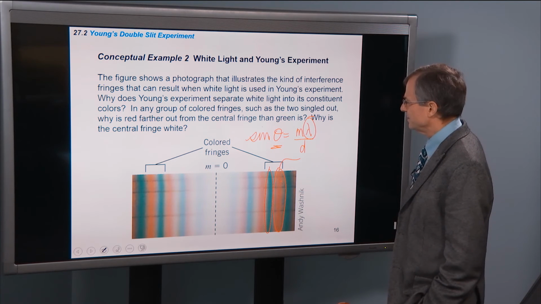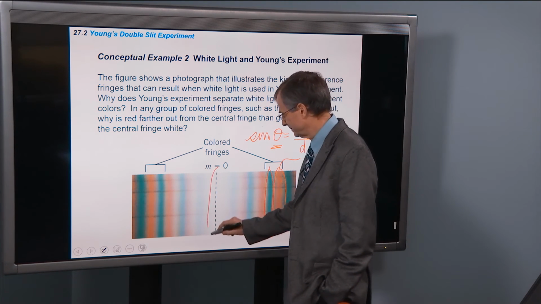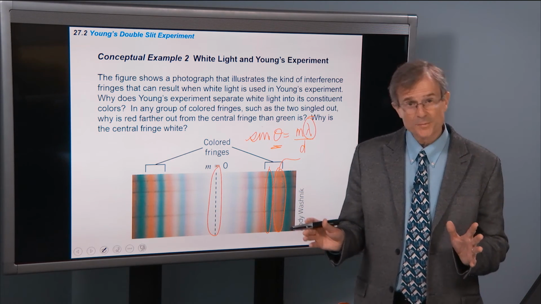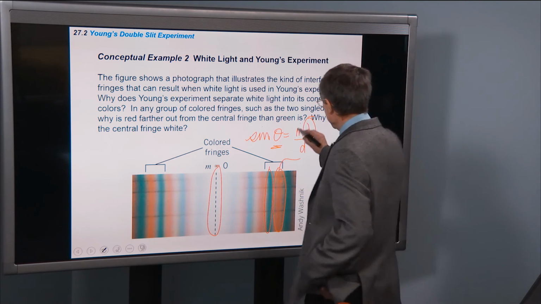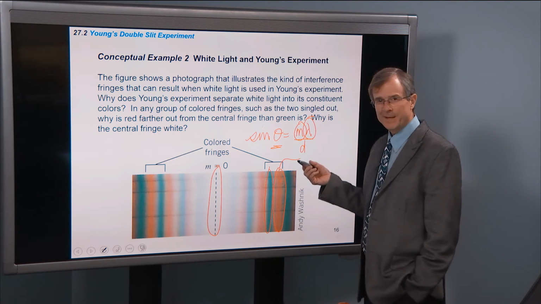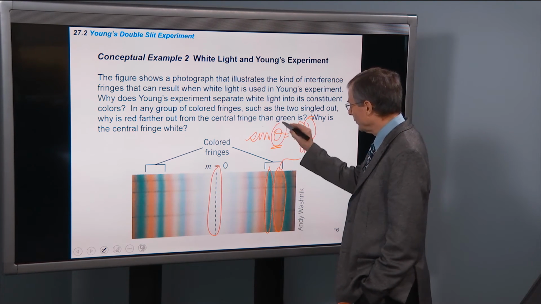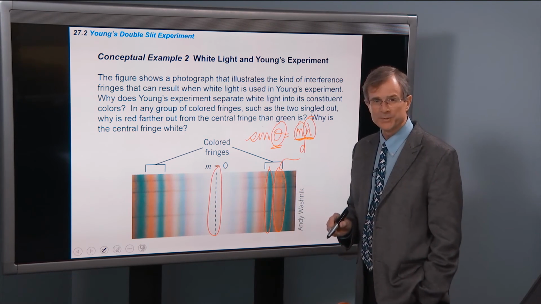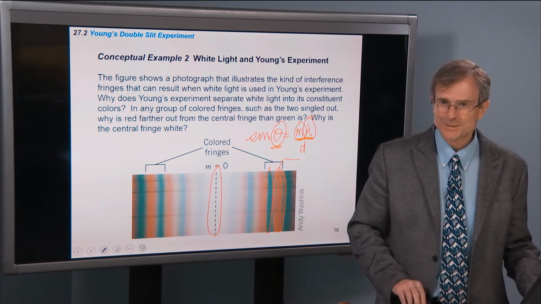Why is the central fringe white? Well, because for the central fringe, we're using m equals 0. And so in that case, the angle doesn't depend on the wavelength at all because we multiplied the wavelength by 0. That's so cool.